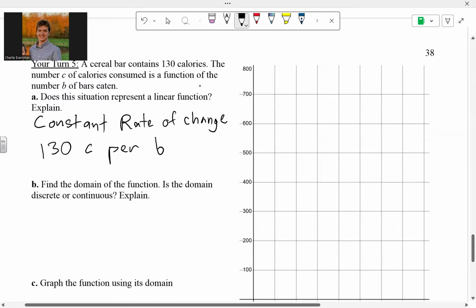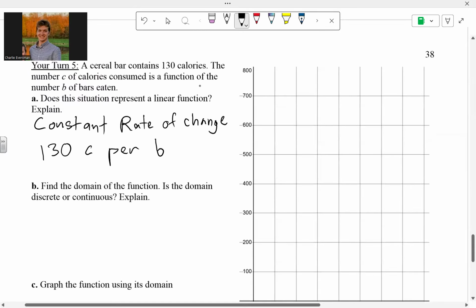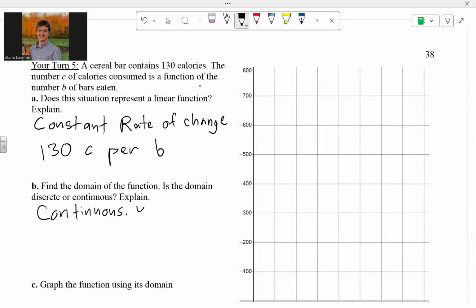B, find the domain of this function. Is the domain discrete or continuous? Okay, maybe the second question is easier to answer. Is this domain discrete or continuous? Think to yourself again, can you eat half of a cereal bar or a quarter of a cereal bar or even just a bite, however much a bite of a cereal bar is? The answer is yes. So this is continuous, right? And so maybe my explanation here is exactly that. You can have only part of a cereal bar.